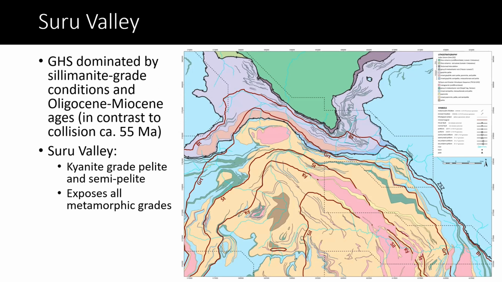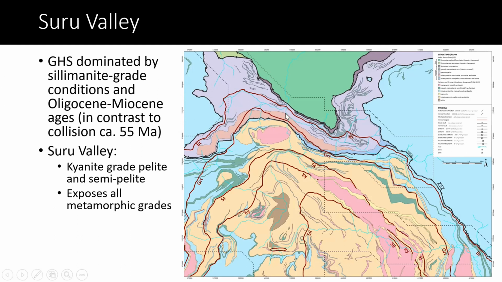The Suru Valley, relative to other areas of the GHS, shows widespread relatively lower temperatures and higher pressures, so kyanite-grade conditions. That we associate with the early crustal thickening record in the orogen.